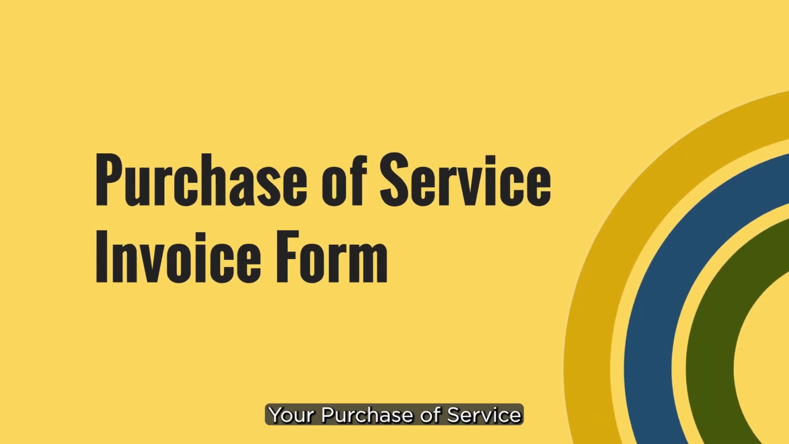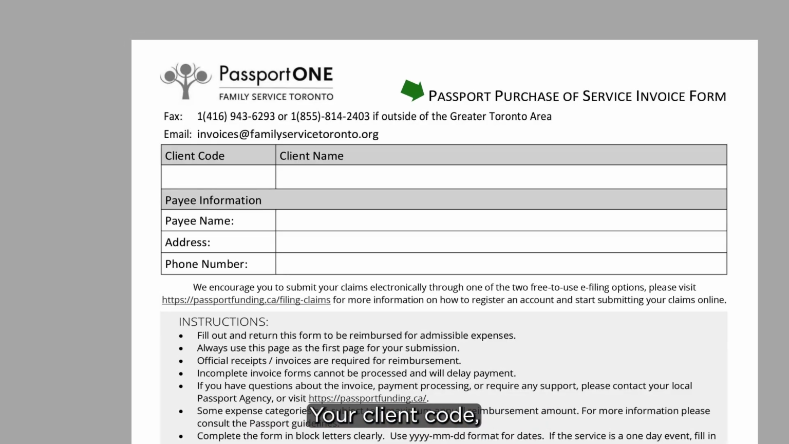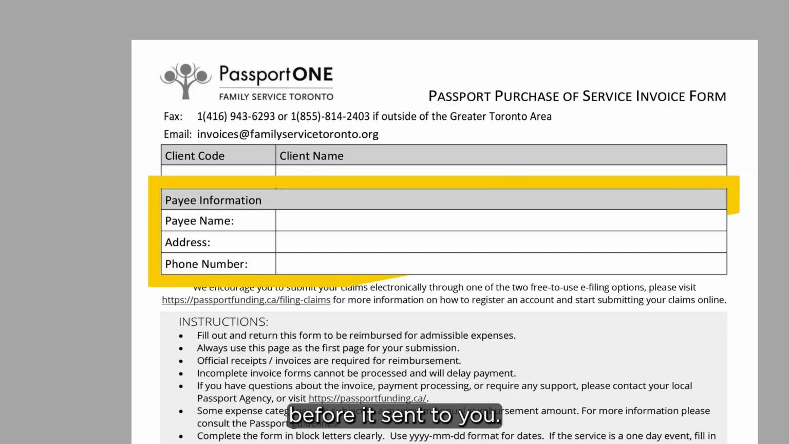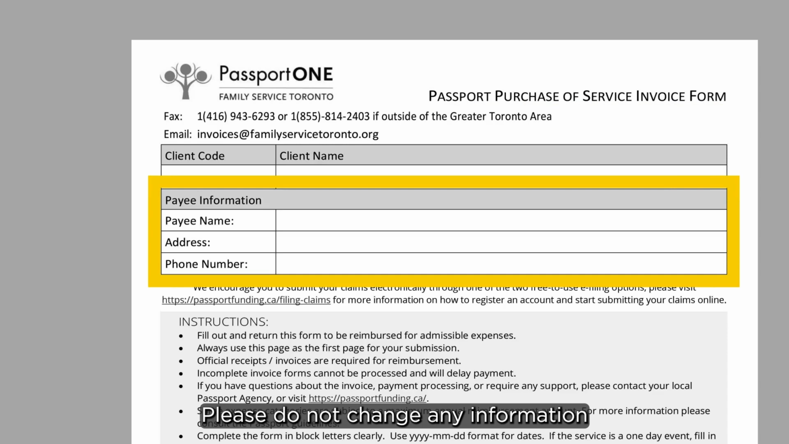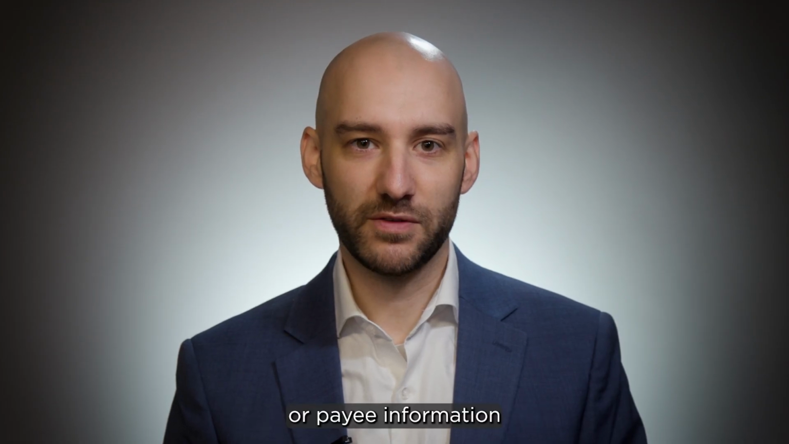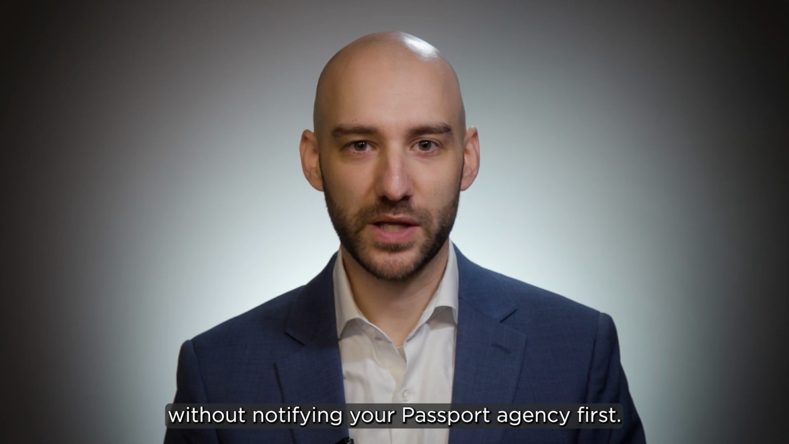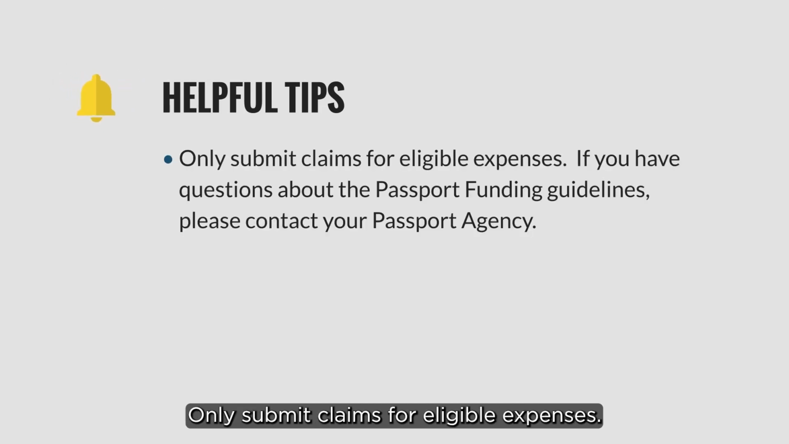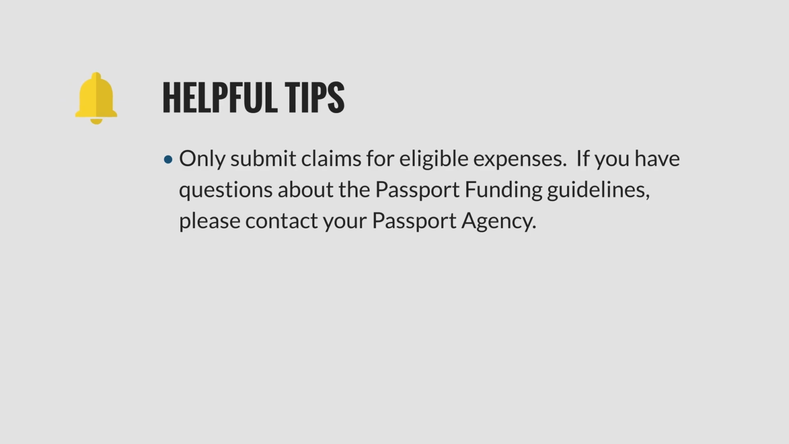Your Purchase of Service Invoice form is unique to you. Your client code, client name, and payee information is filled out before it's sent to you. Please do not change any information to your client name, client code, or payee information without notifying your passport agency first. Some helpful tips to remember when completing and submitting your claim form include: only submit claims for eligible expenses. If you have questions about the passport funding guidelines, please contact your passport agency.